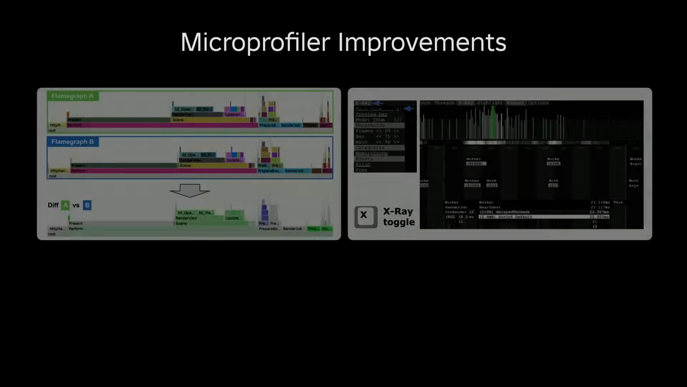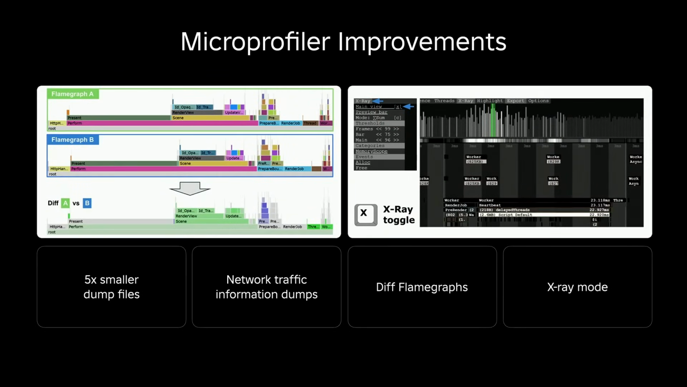Next, I'm going to highlight some tools and features, with both new tools and improvements. First, microprofiler. As Peter mentioned, the HTML format of microprofiler, the microprofiler dumps, is a really powerful tool. Now we make it 5 times smaller compared to 1 year ago, and we added the network traffic information to microprofiler.